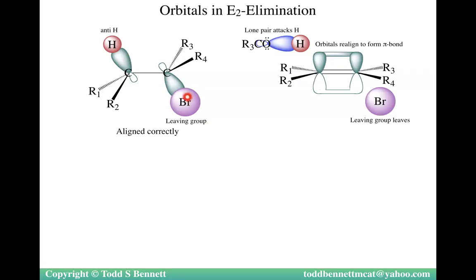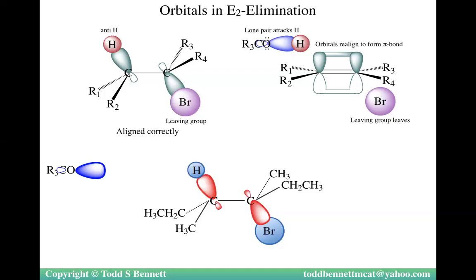The Br has just left. It hasn't even moved. The electrons have moved away from it, but it's now isolated as a Br minus away from the molecule, and it's free to go wherever it wishes. So I want to look at this more carefully. I want to look at these same orbitals.